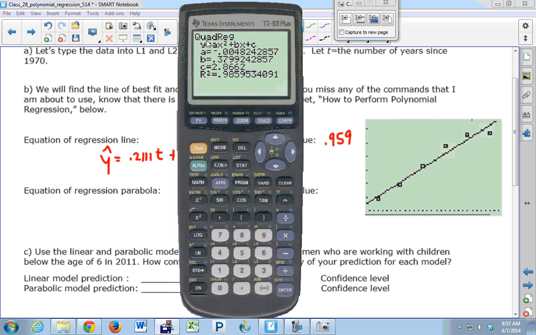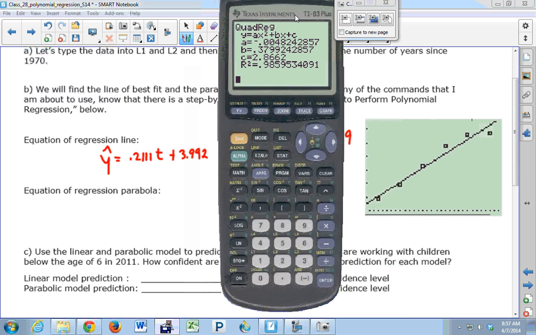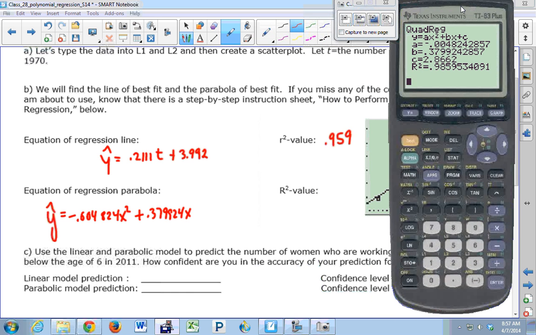Now you should be expecting 3 terms because it's quadratic. Your leading coefficient here is negative 0.004824. So the equation for our parabola is negative 0.004824 x squared. My linear term, the number multiplying x, is right here, 0.379924x. And my constant term, c, is 2.8662. Notice my R squared value is 0.986.